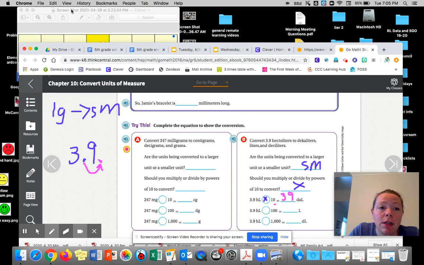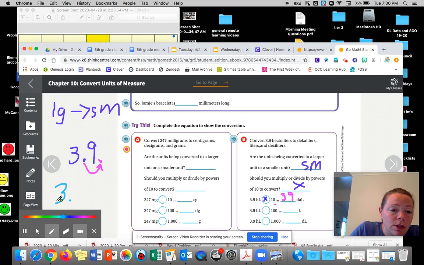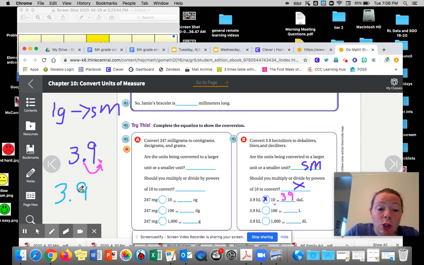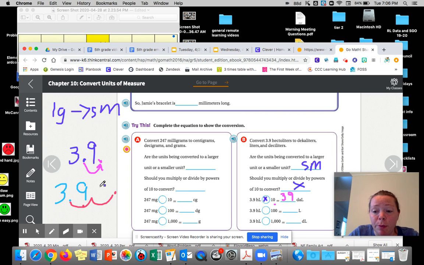Now they're asking me to convert those hectoliters into liters. So I'm going 1, 2 powers of 10. I went from hecto to deca to liters. All right, 2 powers of 10. So this time I'm going to move my decimal point 2 places to the right. Okay, 2 places to the right. 1, 2. Don't forget, when you have that scoop, what do we have to put into that empty scoop? A 0, right? Remember that? We have to put a 0 into that empty scoop there.